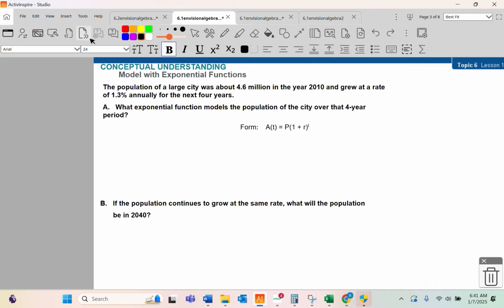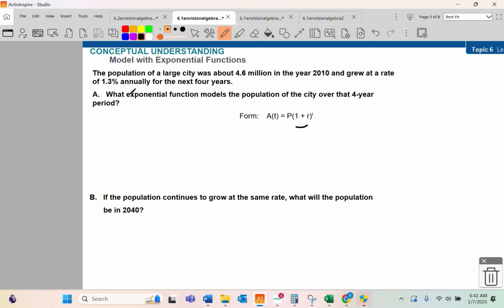The population of a large city was about 4.6 million in the year 2010 and grew at a rate of 1.3% annually for the next 4 years. What exponential function models the population of the city over that 4-year period? And you're just going to use this guy here.